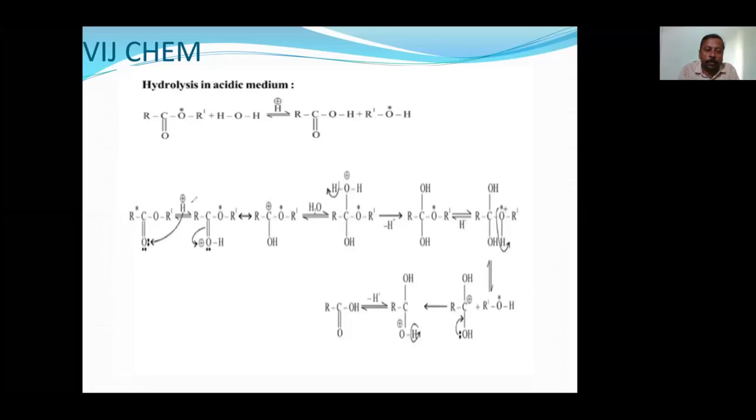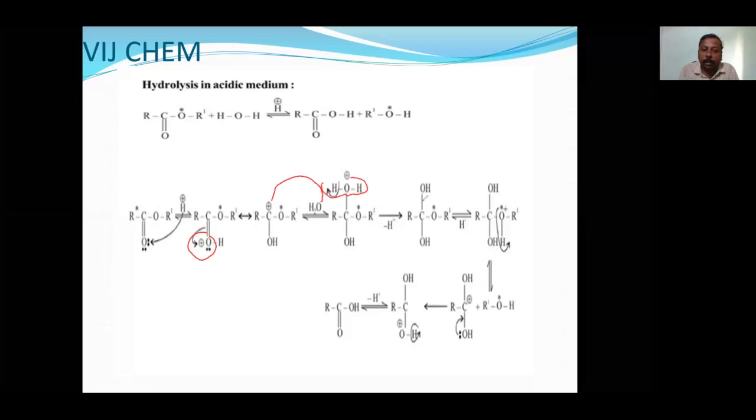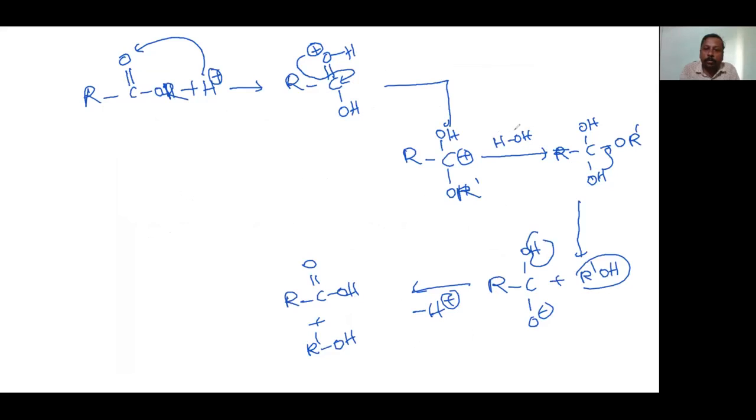So first, what it will form: H plus attacks and forms a carbonium ion. Actually, first the oxygen will be positive, then the carbonium ion. Then H2O will attack here. Then H plus will be lost. Sorry, I think I made a mistake there. Here I have not taken the complete H2O. So this will be the complete H2O. I am correcting this just now.